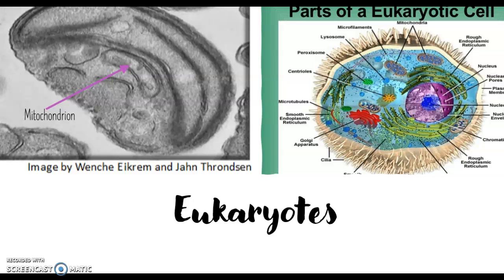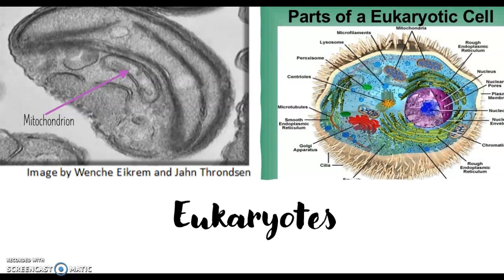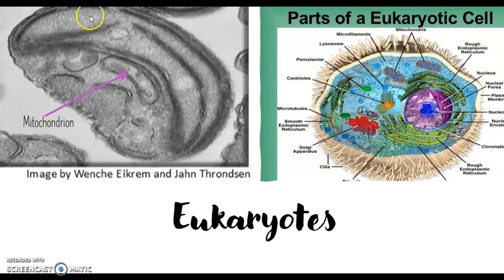Well, here's another picture of a eukaryotic cell. Notice this is a microscopic picture of one, and you can see an organelle in here. This is the mitochondria. Over here, we also have another picture or drawing of a eukaryotic cell. And you can see the different parts of the cell. There are so many different organelles, and they have very specific jobs.